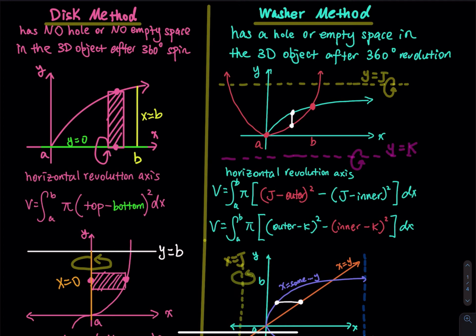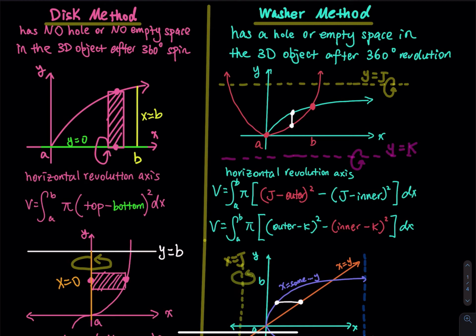And then when you do the outer minus inner, what is the distance between j and the red curve? You will have to use j minus the red curve. How come you don't use the red curve minus j? Because if you are looking for the distance between j and the red curve, you have to use the bigger y, which is the j, subtract the smaller y, the red curve.